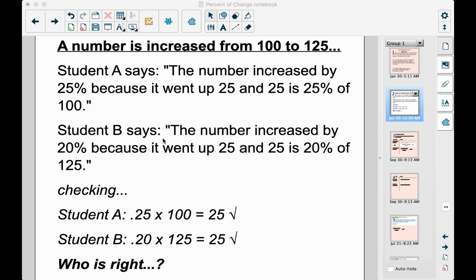Student B says the number increased by 20% because it went up 25, so they agree about that. And 25 is 20% of 125. So the number that it went up to, 20% of that number is 25. If we check that work, it is also correct. 20% of 125 is 25. So they both agree that it went up by 25, but they disagree about what percent increase that is. Student A thinks it's 25%. Student B thinks it's 20%. So let's pause the video here and you can decide who you think is right.